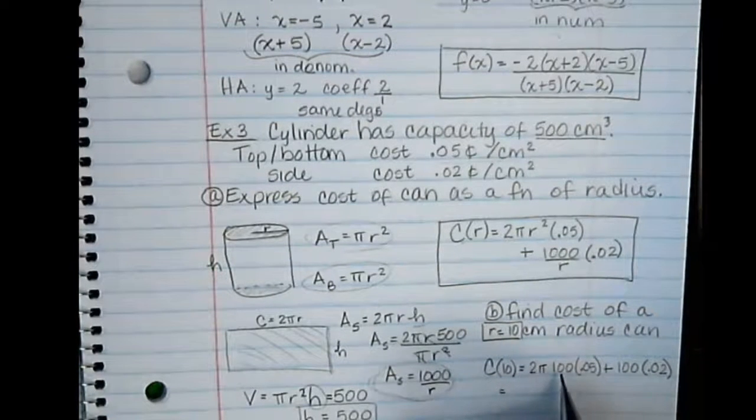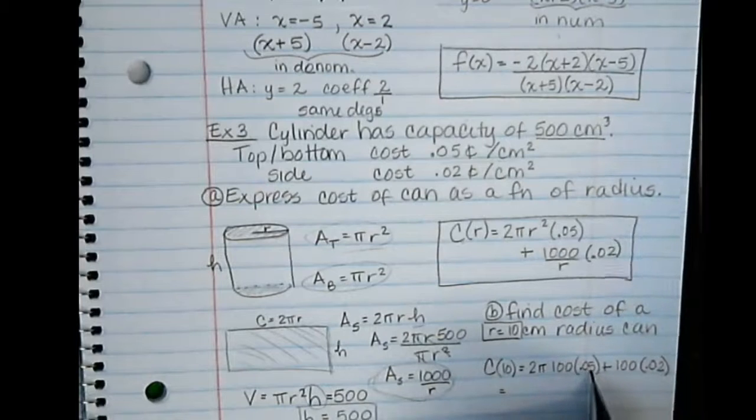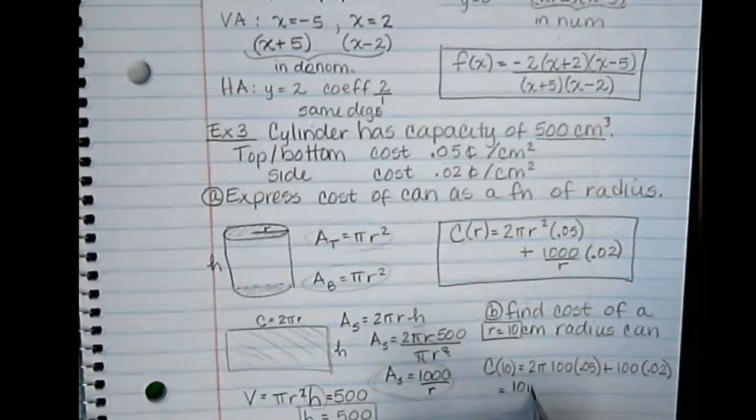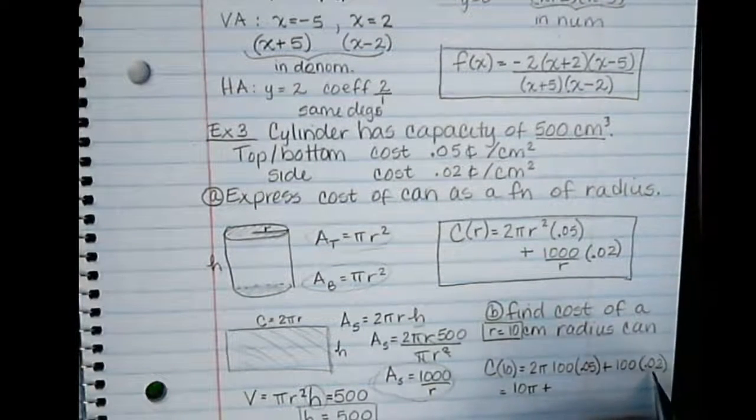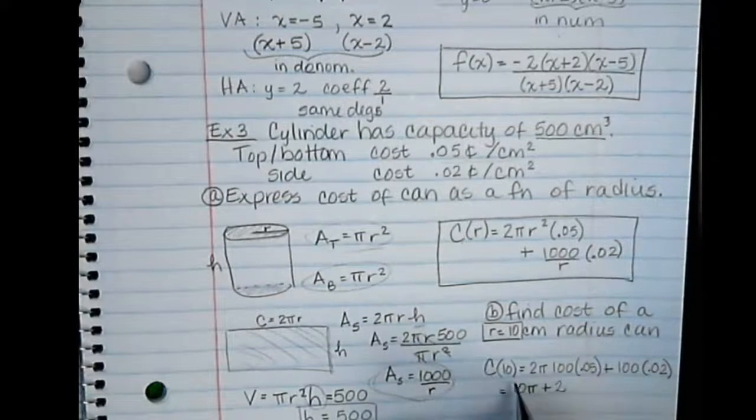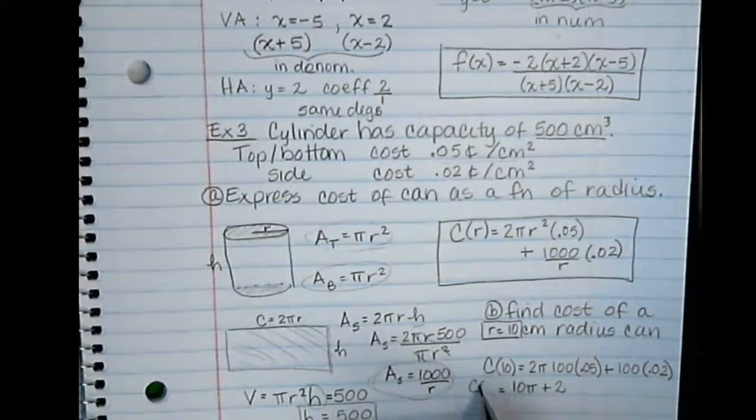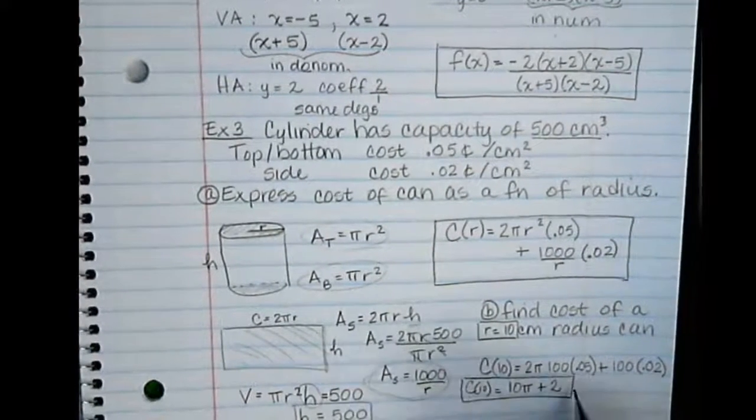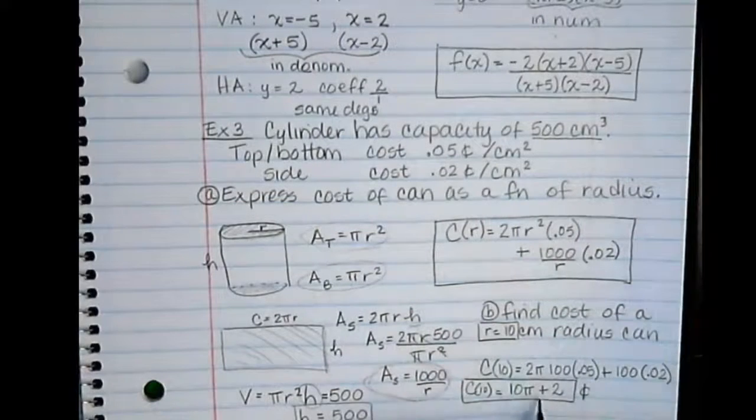And now I'm just multiplying. I multiply this times 100, I get 5. 5 times 2 is 10 pi. 100 times this is just 2. So this is how much it would cost in cents, because those are our units. So that's how much money it would cost us to make the can that has the volume of 500 centimeters cubed. And that ends this lecture.